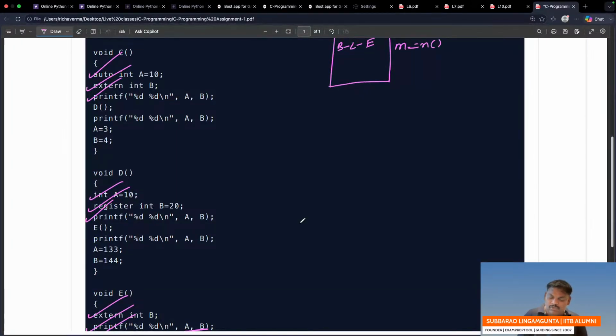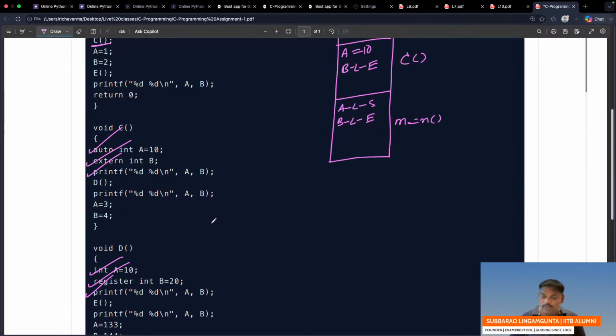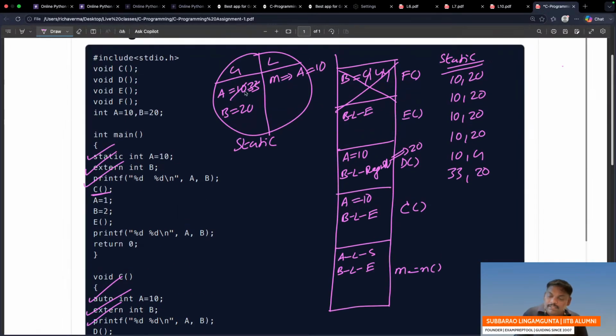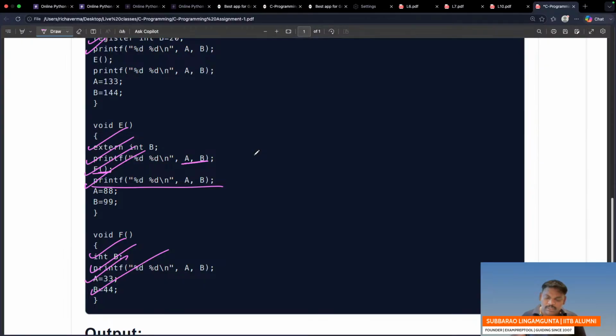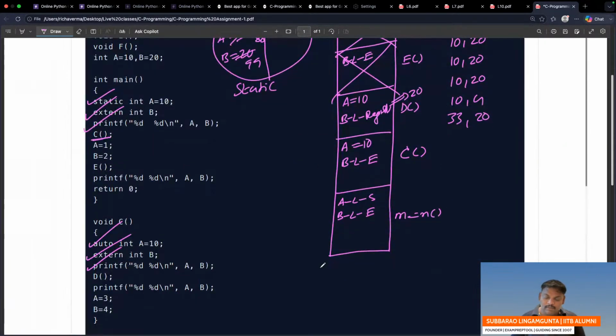The second printf is also over. Now A = 88, B = 99. These two are global only. This is 88 and this is 99. So in the E function, both assignments are completed. Then the E function is out. When our E function is out, let's go to D.